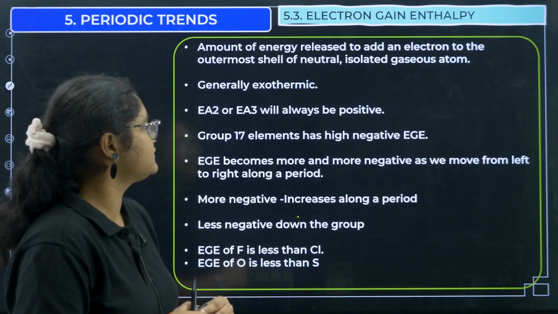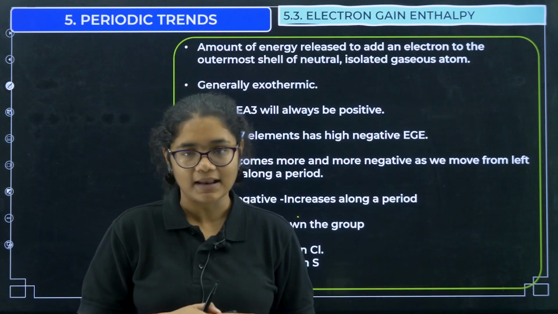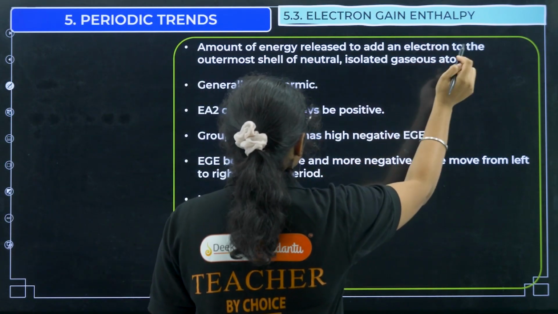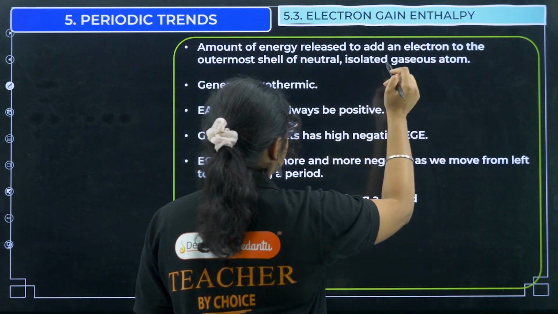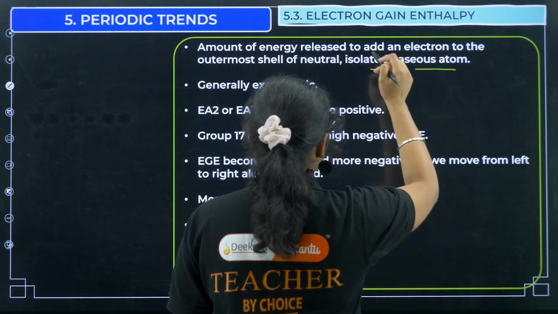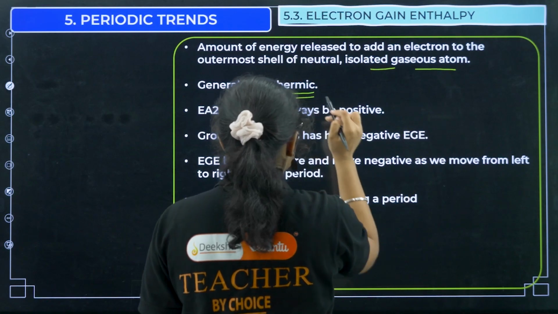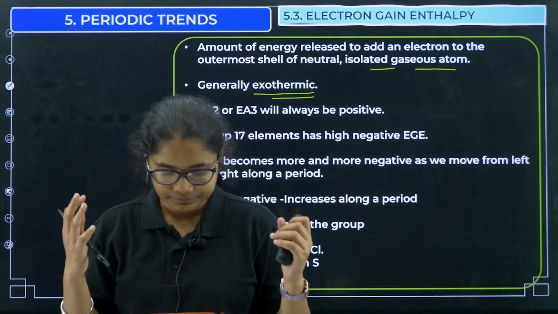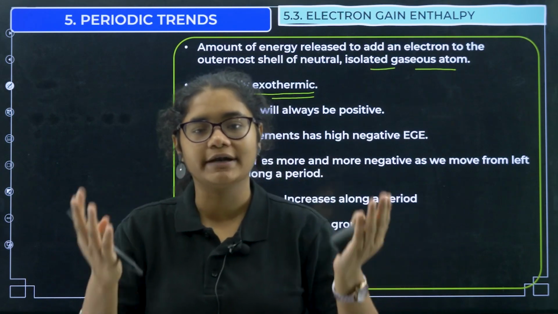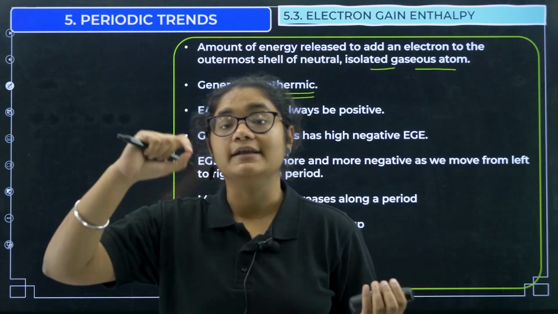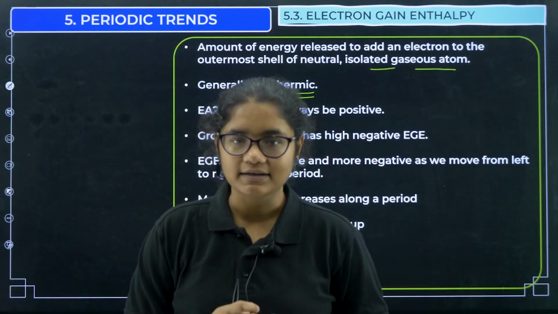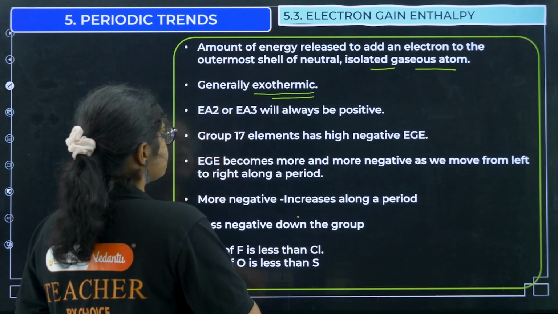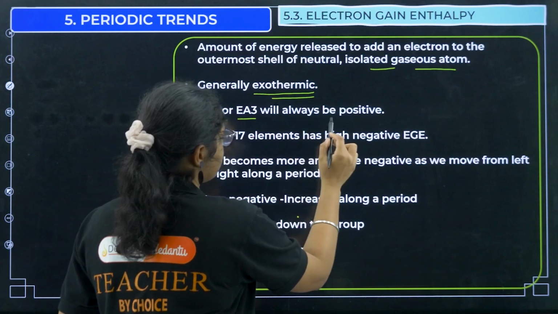Okay, we'll go to the next trend here, that is electron gain enthalpy. So what is the definition here? Amount of energy released to add an electron to the outermost shell of a neutral isolated gaseous atom. So this process is generally exothermic. Whenever you add one electron to the neutral gaseous isolated atom, energy is released, and that is why electron gain enthalpies are generally exothermic. Okay, next what happens, EA2 and EA3 will be positive.